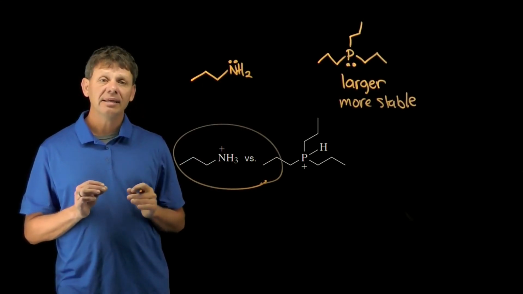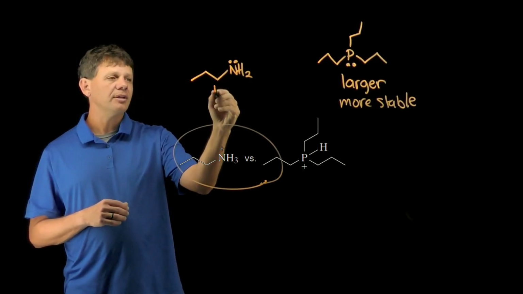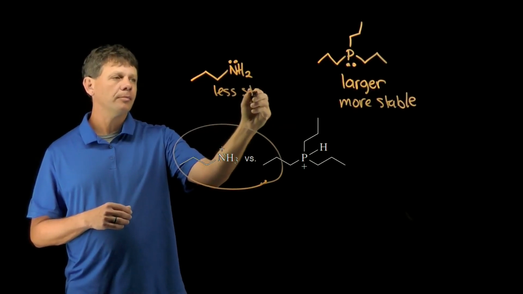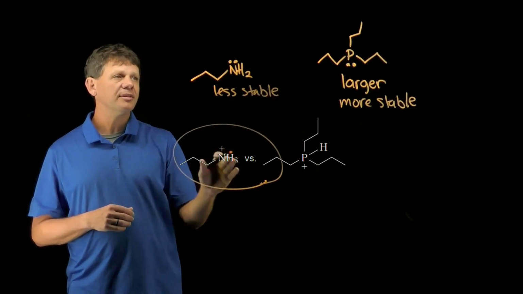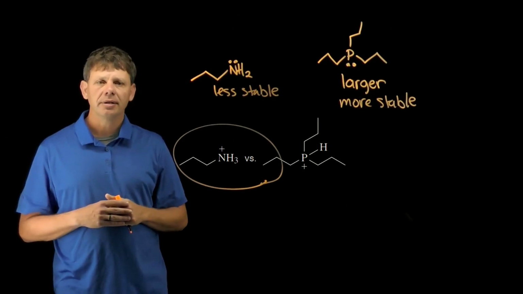The ammonium is least acidic because its conjugate base is less stable. Why is its conjugate base less stable? Because we have the lone pair of electrons on the smaller nitrogen atom.